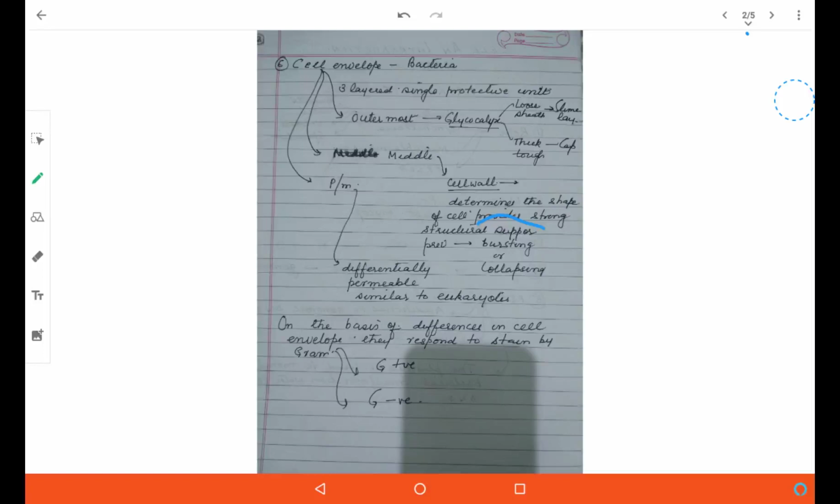Then the most important thing of bacteria is their cell envelope. It is a three-layered protective wall or unit around the cytoplasm. The outermost is called glycocalyx. If this glycocalyx is of a loose sheath kind, it is called a slime layer. But when it is thick and tough, you refer to it as a capsule.